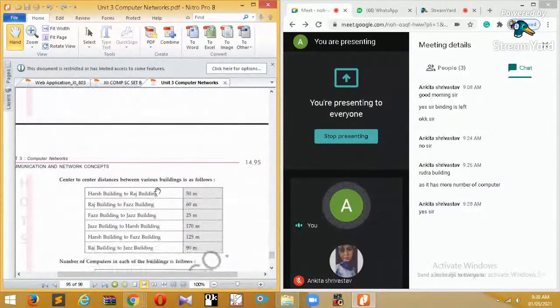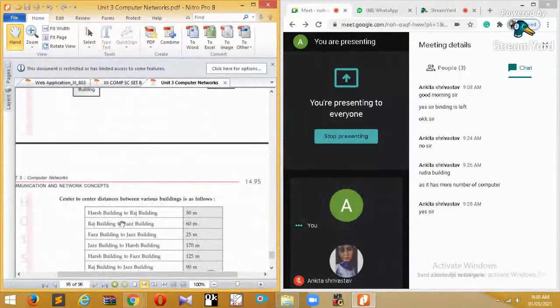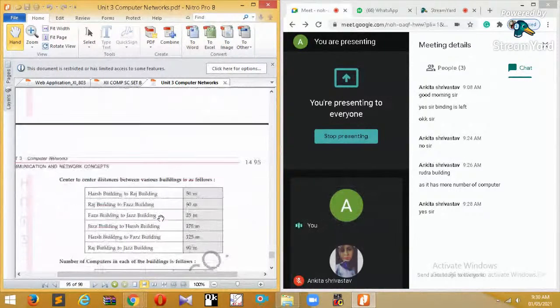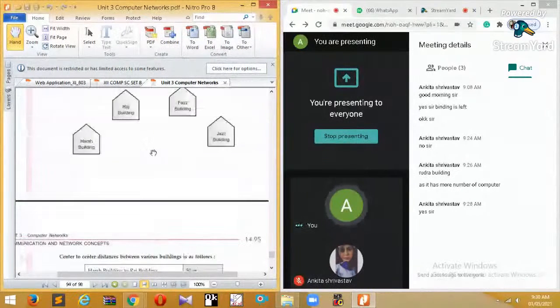Here distances are given. Hers to Raj 50, Raj to Faz 60 meters, Faz to Zaz 25 meters, Zaz to Hers 170, Hers to Faz 125 meters, and Raj to Zaz 90 meters. So the maximum distances are 170 meters and 125 meters: Zaz to Hers and Hers to Faz.